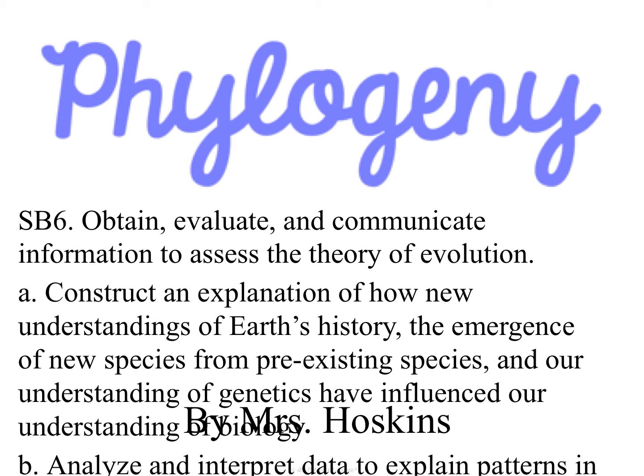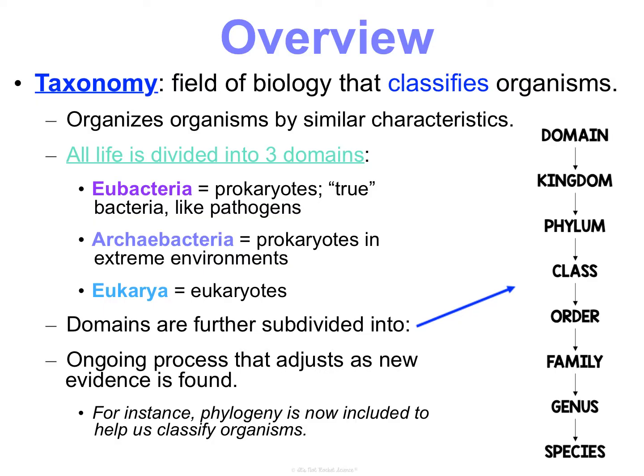Phylogeny. This is analyzing and interpreting data that explains patterns in evolution. Taxonomy is this nice field of biology that classifies and organizes living things into families. The domain, kingdom, phylum, class, order, family, genus, species is the structural system where things are divided and then subdivided again, and how we have organized all living things.